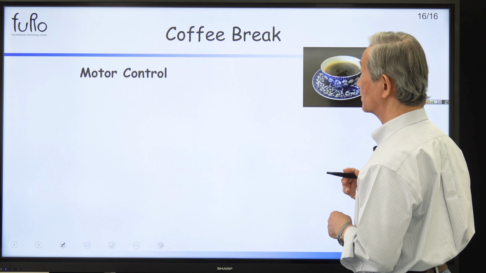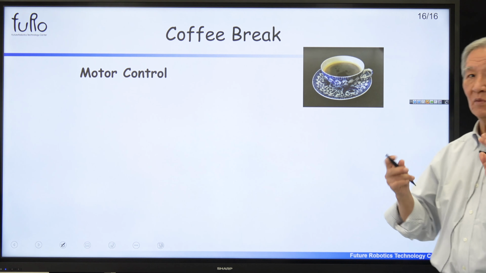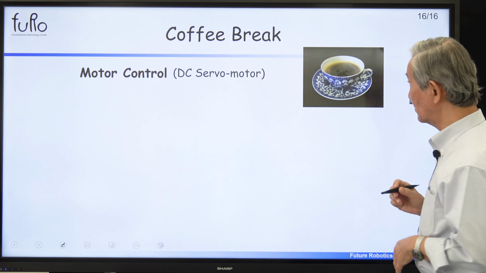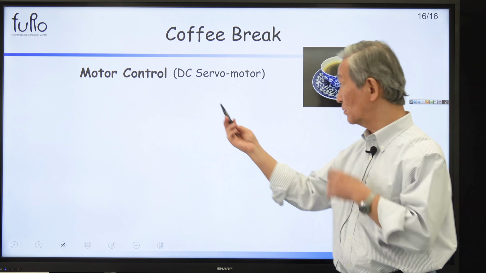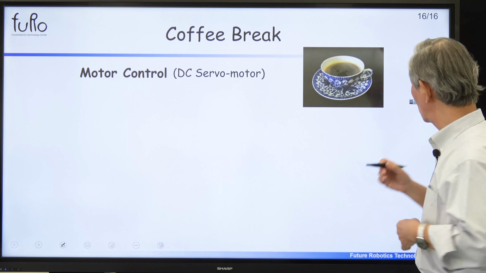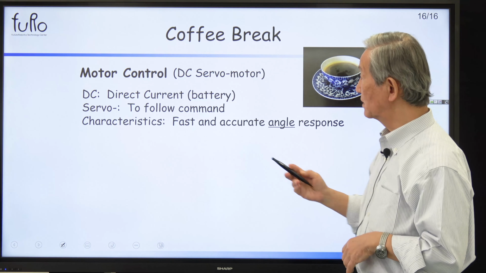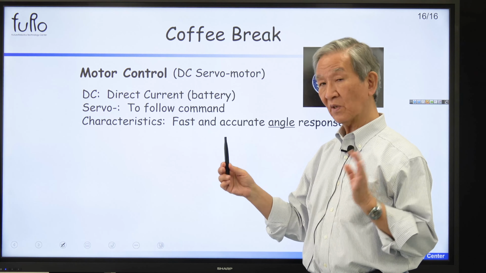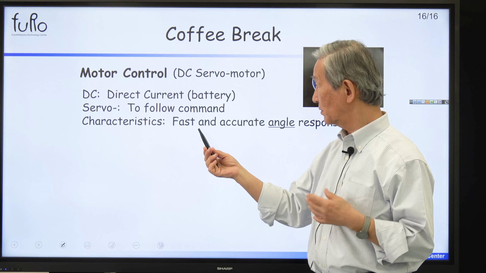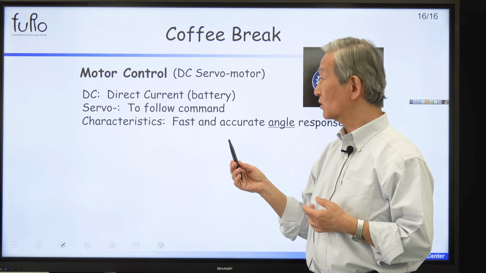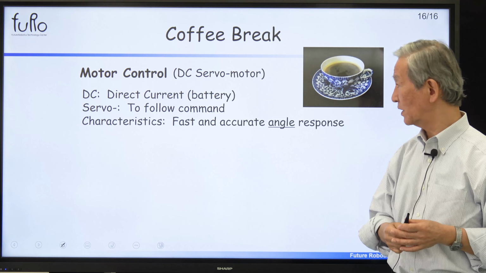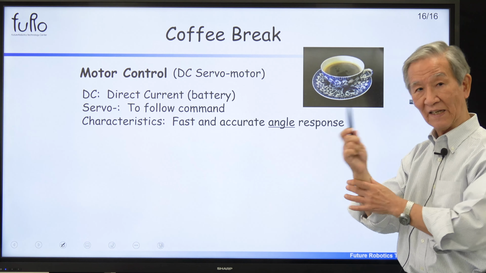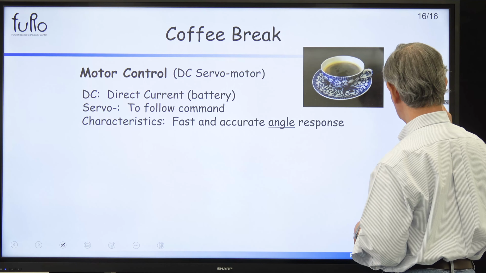Okay, motor control. From here on, we have to look at how the motor works. So let me talk about the motor control. I assume that we are going to talk about the DC servo motor. DC means that we are talking about battery. And the word servo is used for something that follows commands. So the characteristic of the servo motor is a fast and accurate angle response. Angle changes very fast and follows your command. That's what servo motors are.